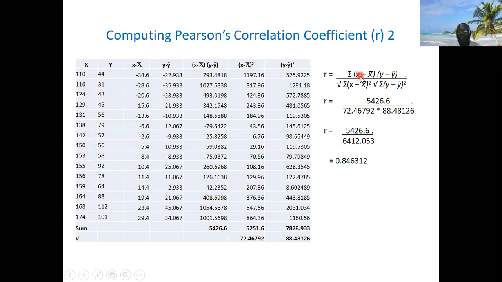So the summation of x minus x bar multiplied by y minus y bar is what we have here as the numerator. Can you see? So when you want to calculate r, the numerator is 5426.6, over the square root of this, which is 72.46792, times the square root of this, which is 88.48126. This is the correlation. So the correlation between pulmonary dead space and the height is a strong correlation, 0.84631.